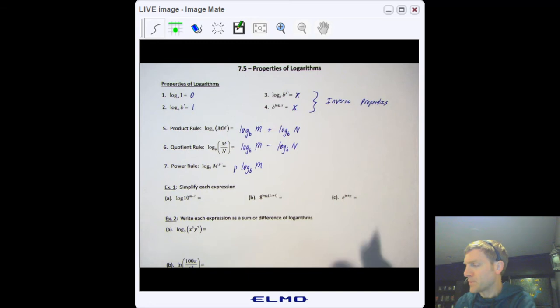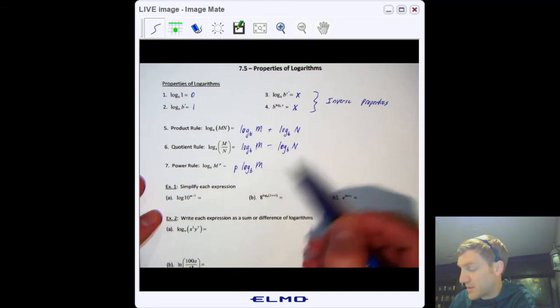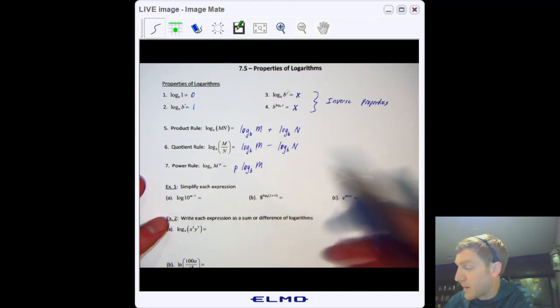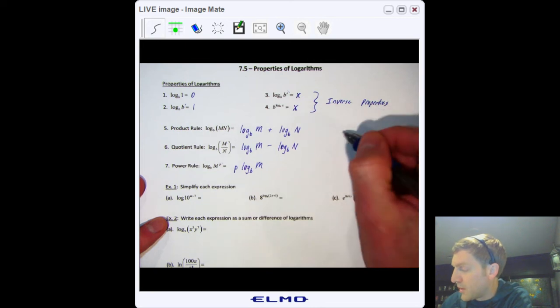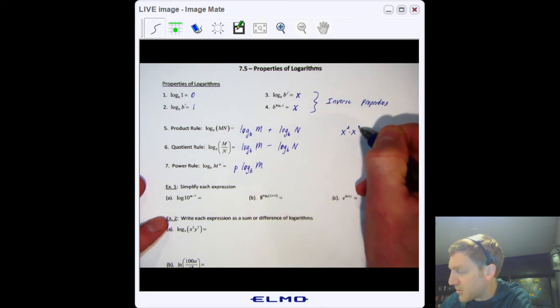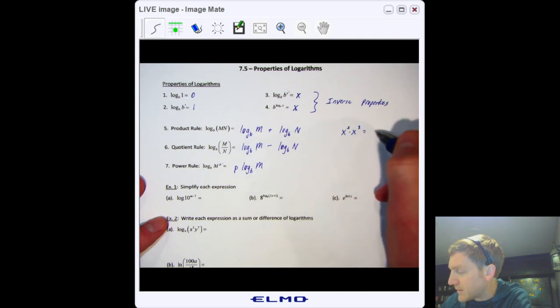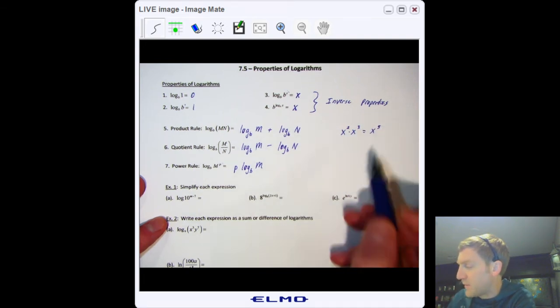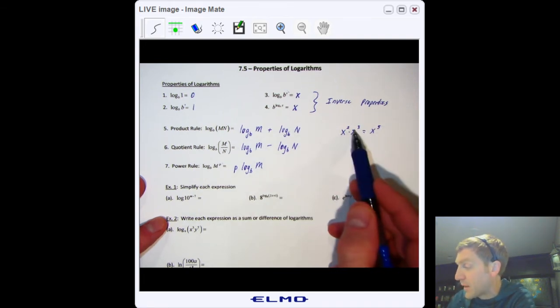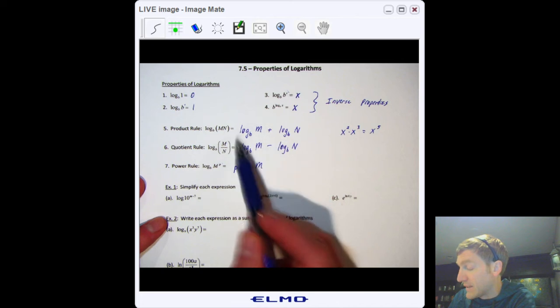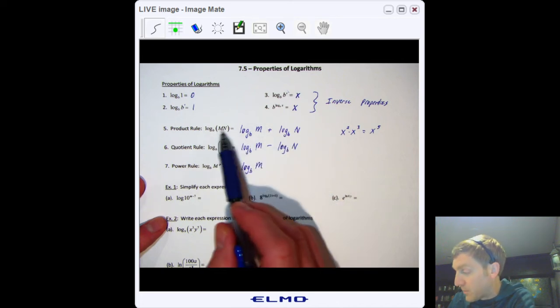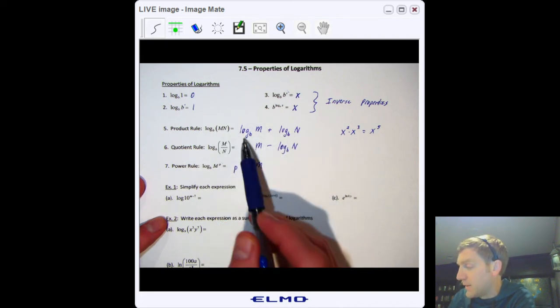Okay, so if you think about the exponent rules, let me just talk about that real quick. This should make sense, right? Think about what's x to the second times x to the third. What do you do when you multiply bases? You add the exponents. It's x to the fifth, right? Where does that 5 come from? 2 plus 3. So when you multiply bases, you add the exponents. Remember, the answer to a log is an exponent. So when you multiply inside the log, you add the separate logs.